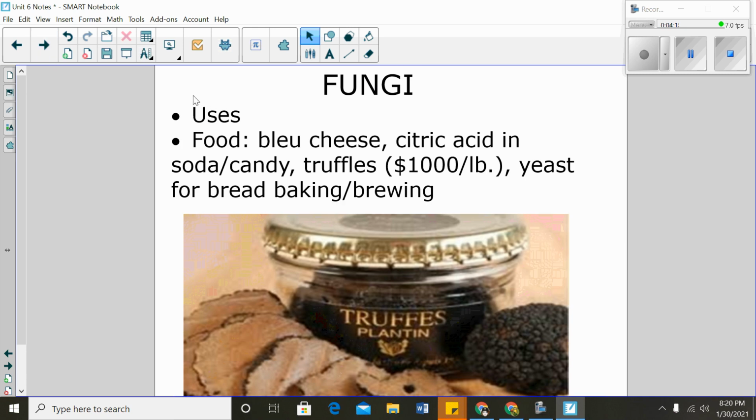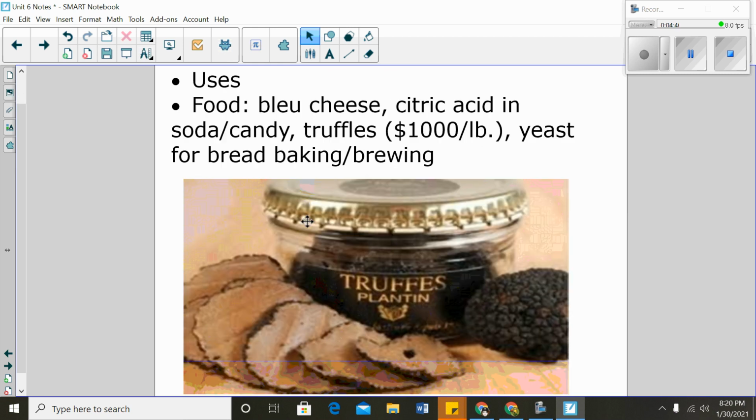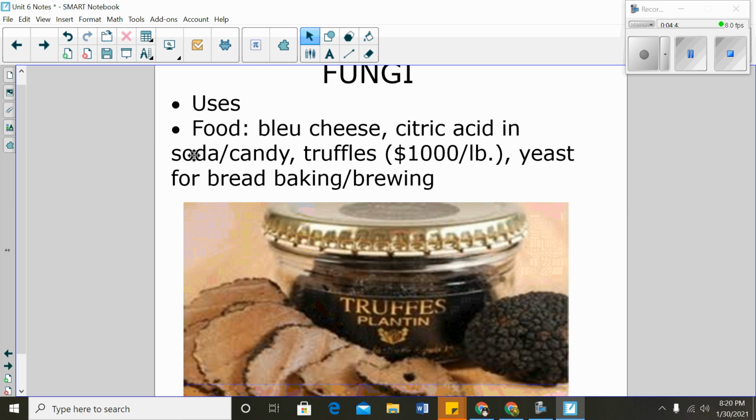There's quite a few uses for fungi, right? An obvious one is food. I'm only going to mention these because if you'd like to learn more about this, take food chemistry. We talk about this a lot. So you have blue cheese, citric acid in soda or candy. You have truffles, which is not chocolate. Truffles are very expensive fungi. $1,000 a pound, probably more. So that's what's in this picture here. And then you have yeast for bread making, bread baking, and brewing.